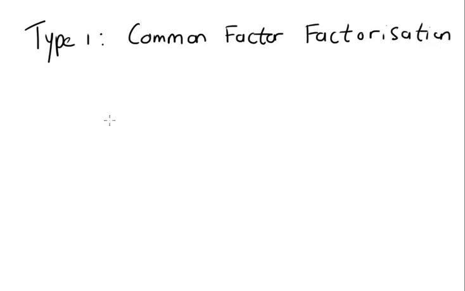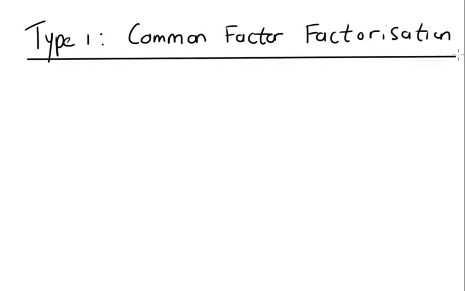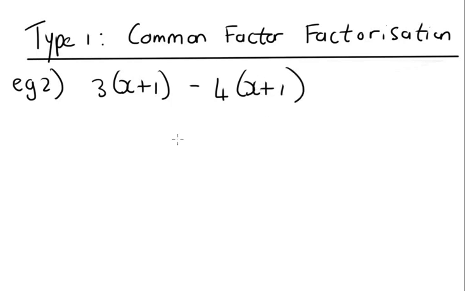So the second type of example in terms of the common factor type of factorization is when we have brackets. If we have a look at example 2, we've got, say, 3 multiplied by x plus 1 minus 4 multiplied by x plus 1. In this case, how many terms do you see? There's one term over there and another term over there, so there are two terms. You'll notice that x plus 1 is our highest common factor. So we take out x plus 1 as our highest common factor, and we do the same thing.